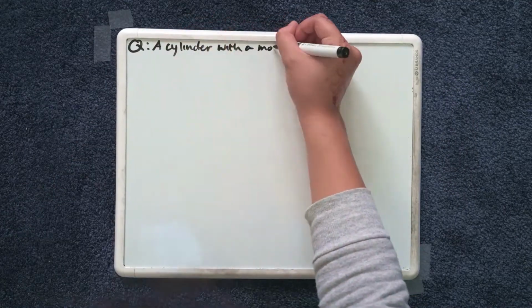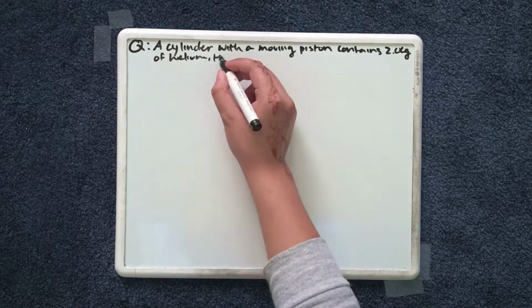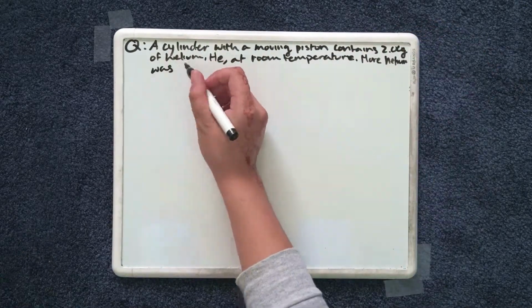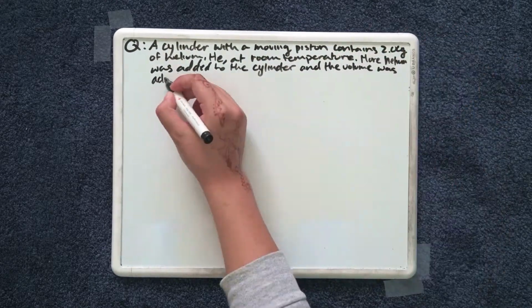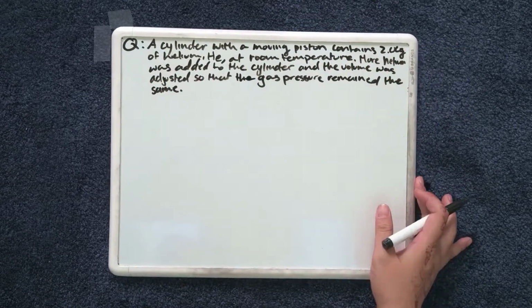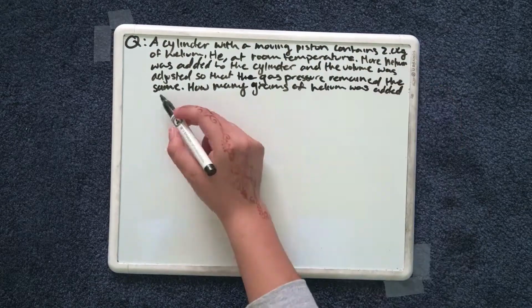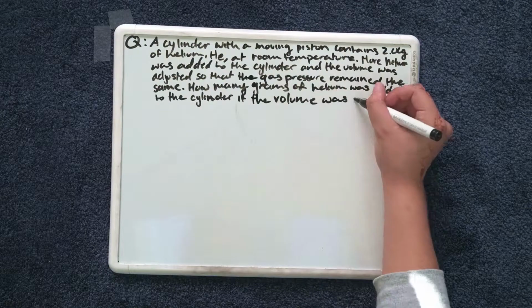So here's another example. A cylinder with a moving piston contains 2.00 grams of helium at room temperature. More helium was added to the cylinder and the volume was adjusted so that the gas pressure remained the same. How many grams of helium was added to the cylinder if 5 liters, constant temperature?